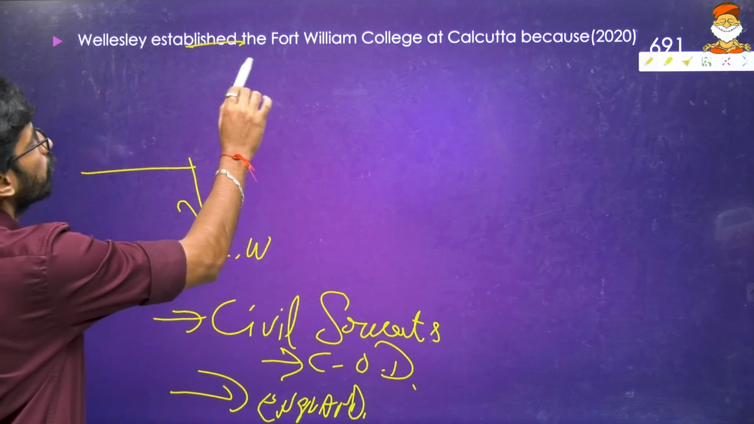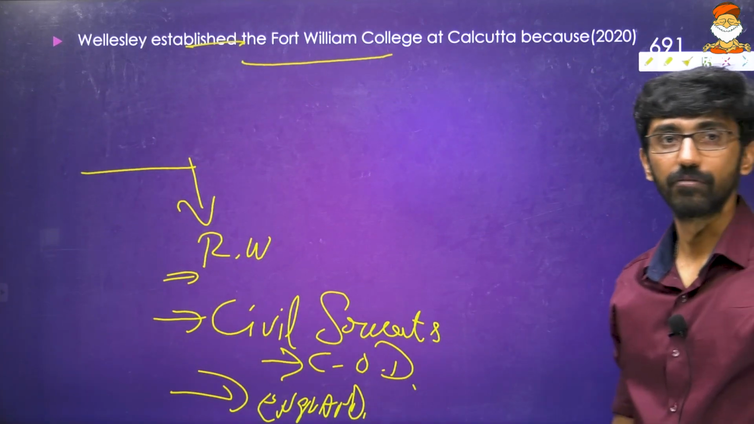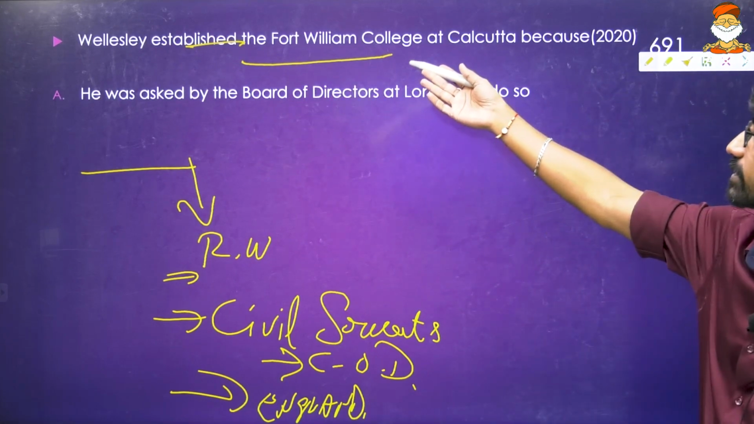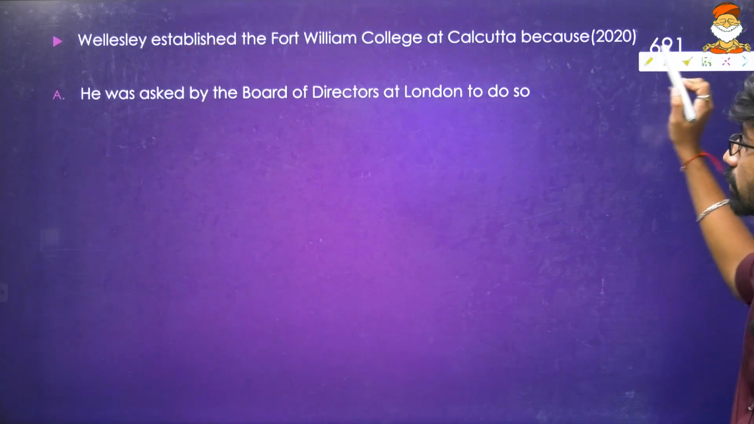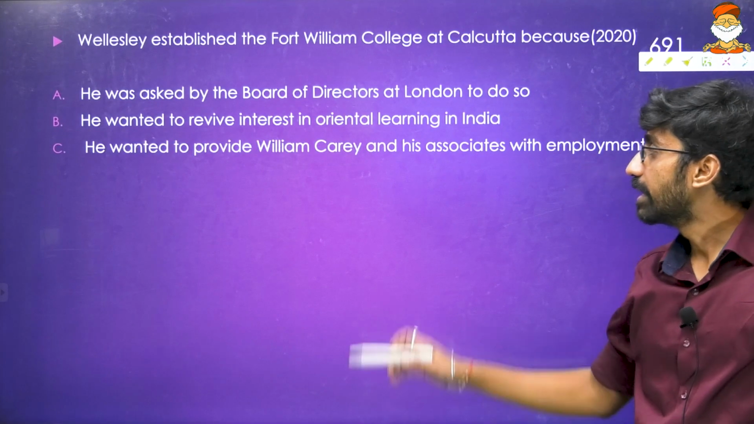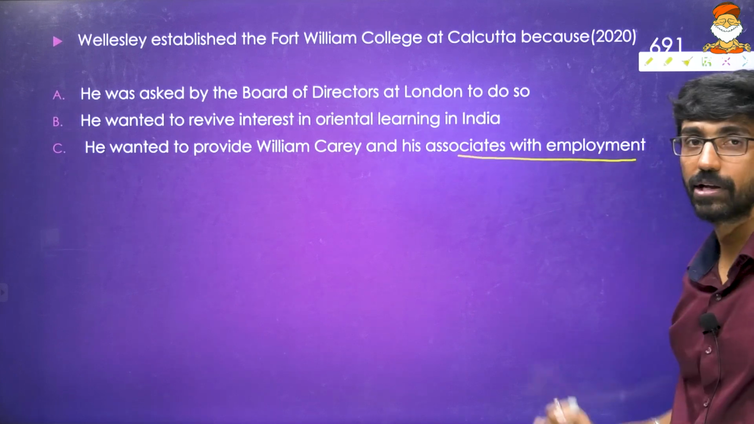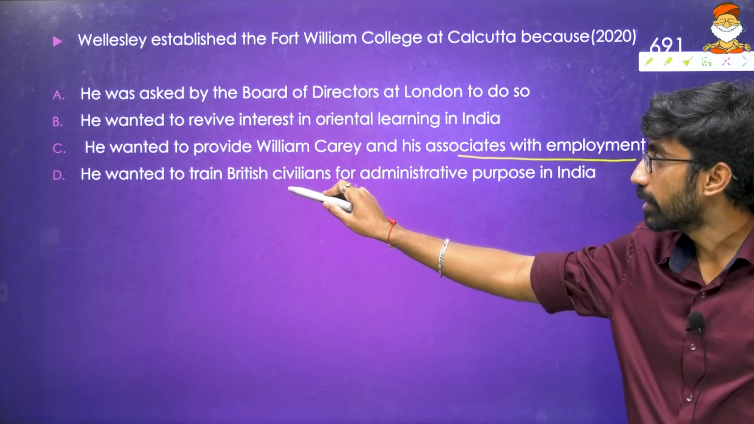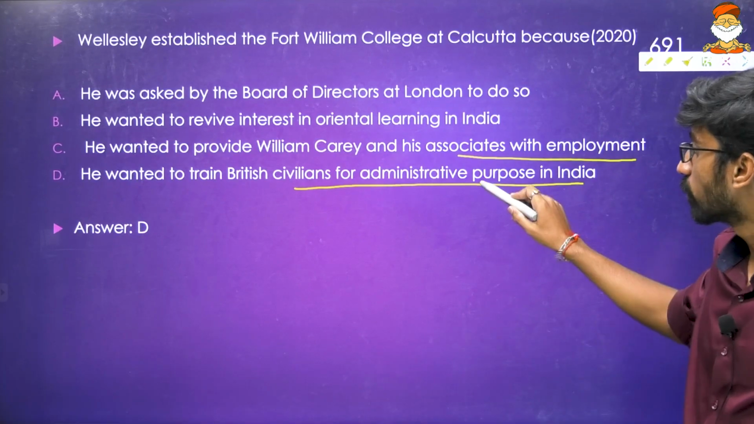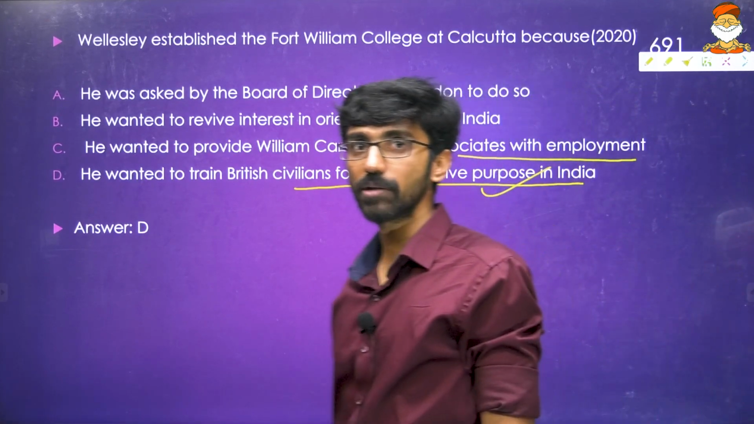Okay, look at this one, Fort William College in 2020. Same. What is the question? Wellesley established the Fort William College in Calcutta because he was asked by the Board of Directors at London to do so. He wanted to revive interest in Oriental learning in India. He wanted to provide William Carey and his associates with employment. He wanted to train British civilians for administrative purposes in India. Yes. Answer is D. He wanted to train British civilians for administrative purposes in India. Okay. So Fort William College.